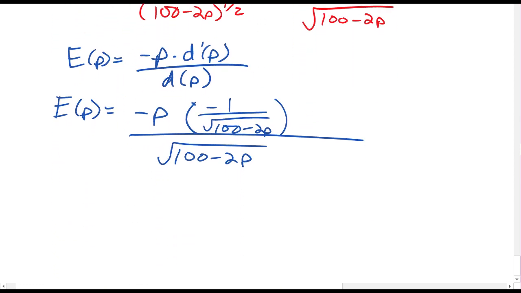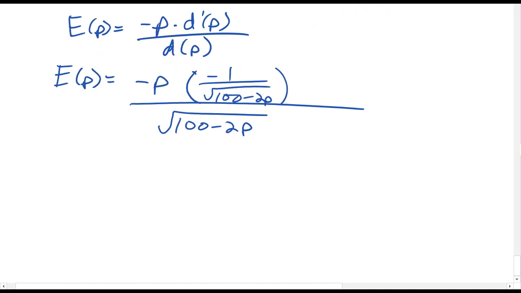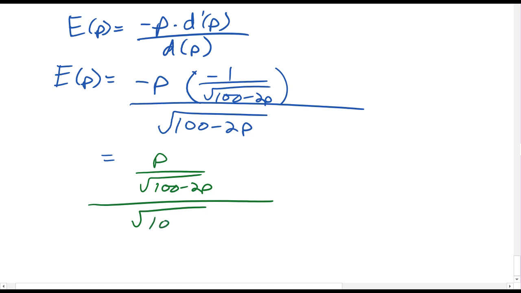Okay. Let's clean this up. This is looking crazy. Okay, in the numerator, I'll use a different color to help you guys see this. In the numerator, a -p is going to multiply that -1. So the numerator is going to become a positive p over the square root of 100 minus 2p. And then this is all over the square root of 100 minus 2p. Okay, let's be clear. That is our point elasticity.